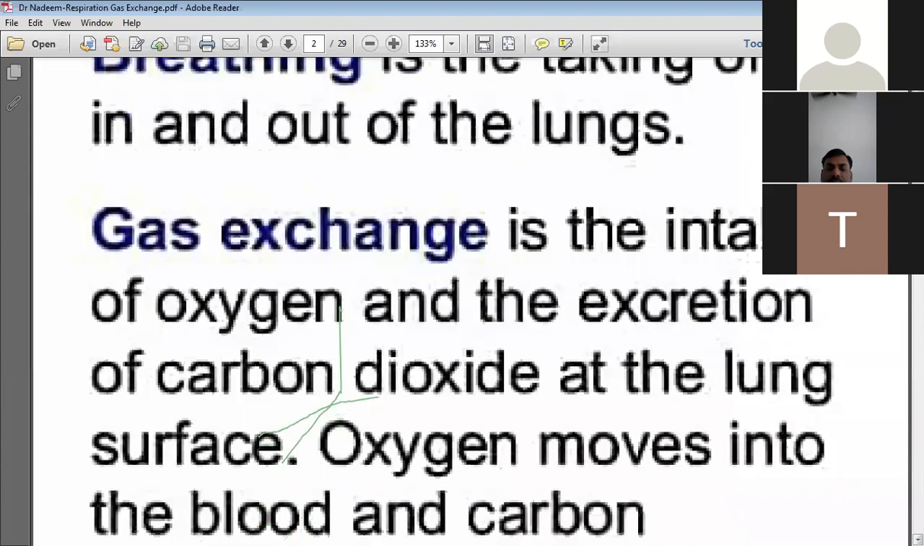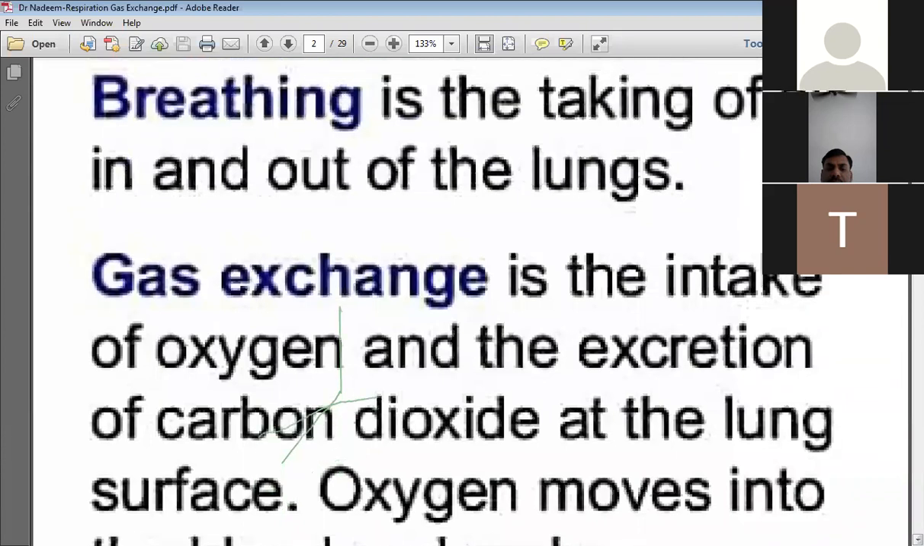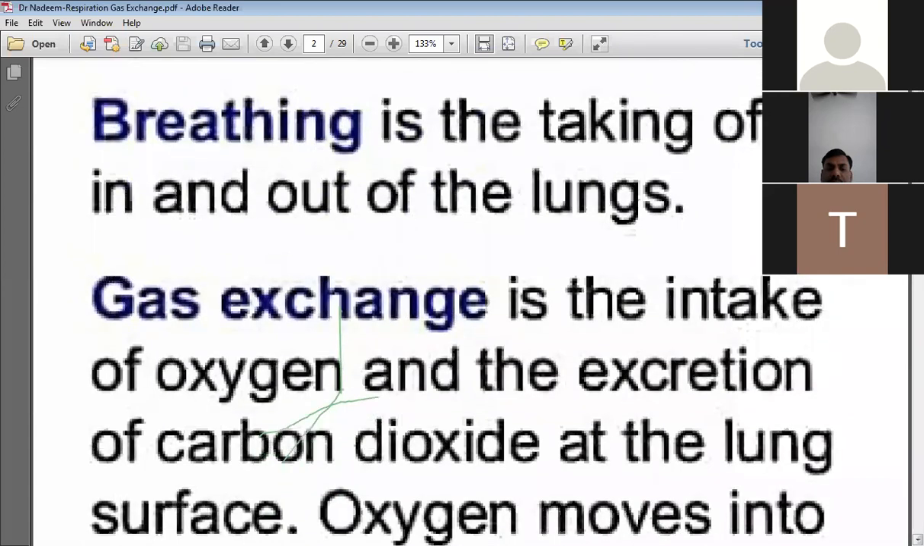What is breathing in and breathing out? That is inhalation and exhalation. Breathing is the taking of air in and out of the lungs. That is the process known as inhalation and exhalation. And gaseous exchange is the intake of oxygen, which is present in air apart from other gases.